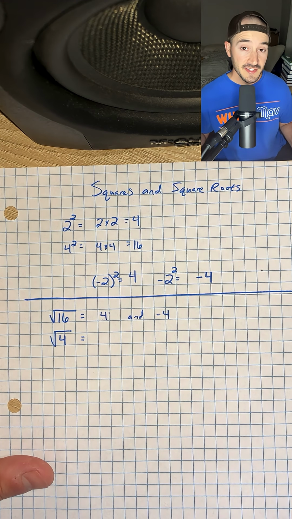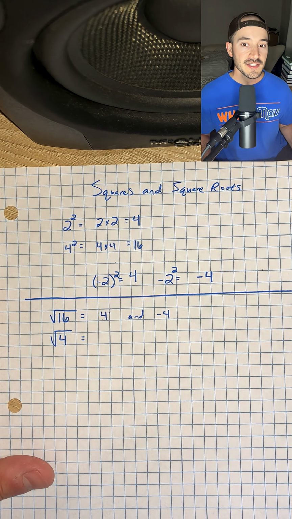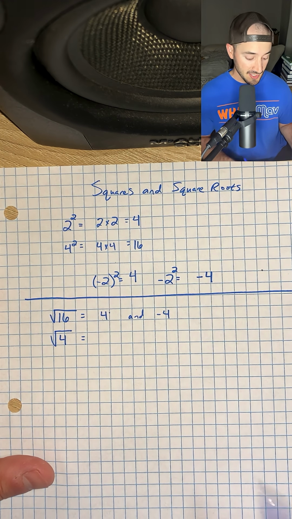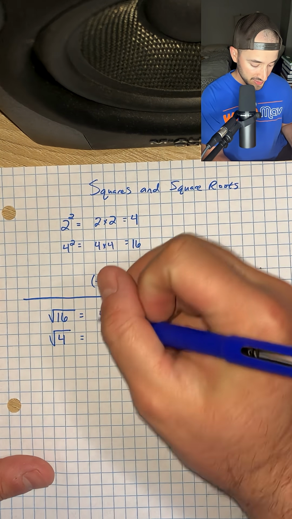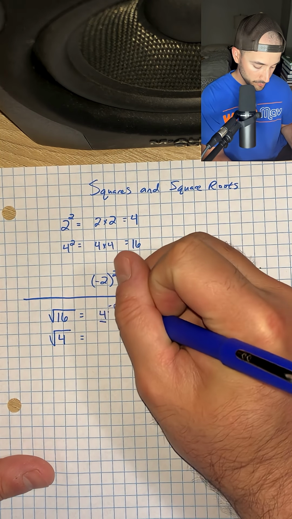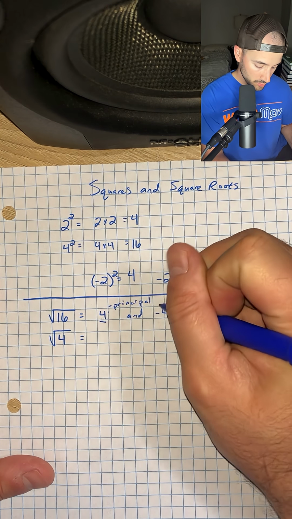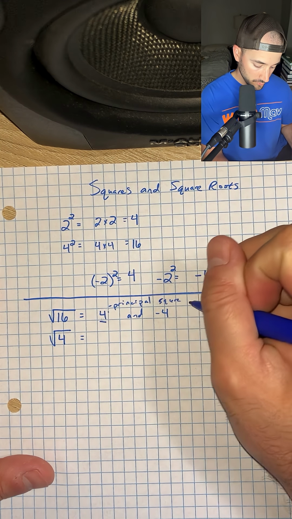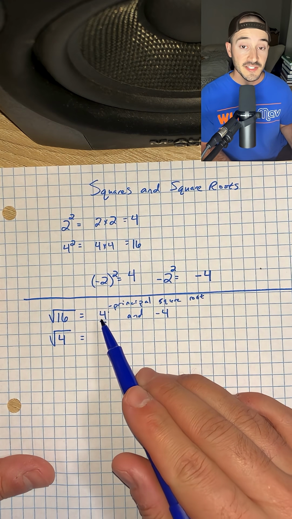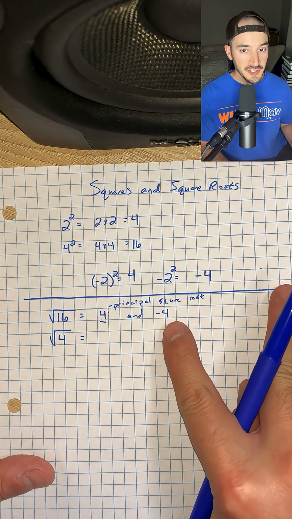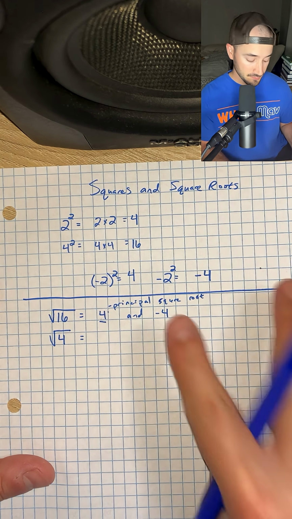Whenever we take the square root of something, we always get 2 answers. But sometimes in questions, they only want to know one of these answers, and that's going to be the positive version. The positive version of a square root is known as the principal square root. So just know that the positive version of a square root is called the principal square root, and don't forget that you also get a negative version of that too.